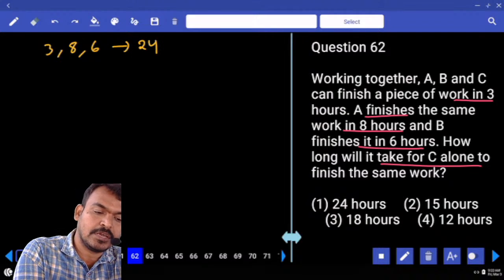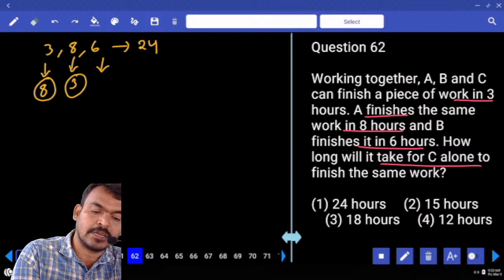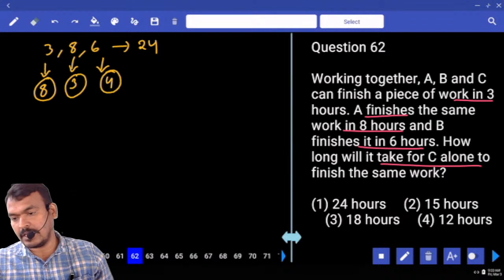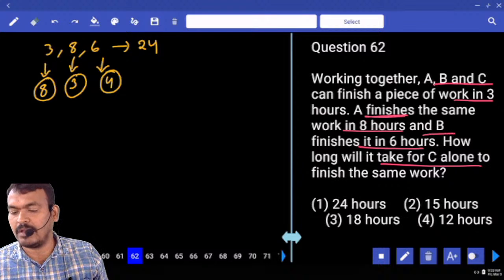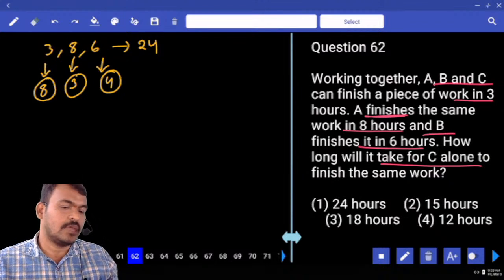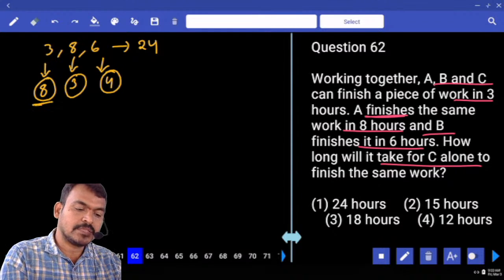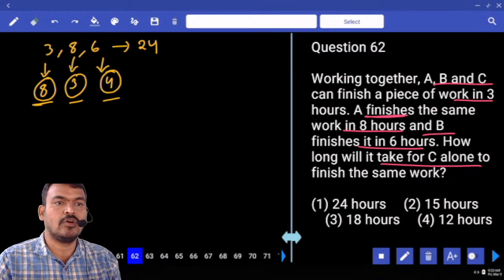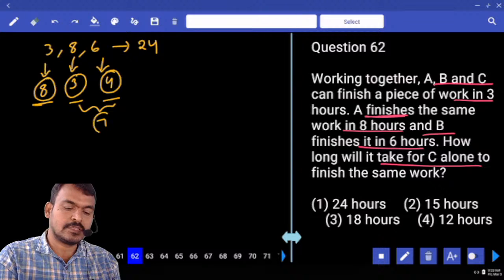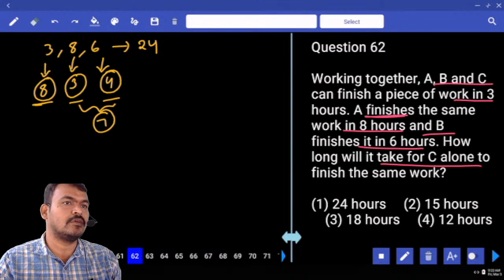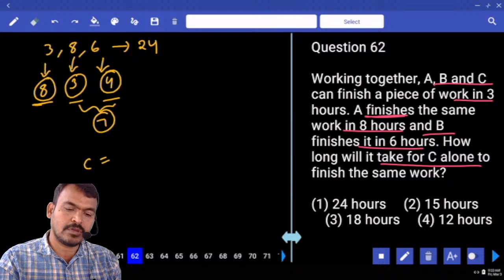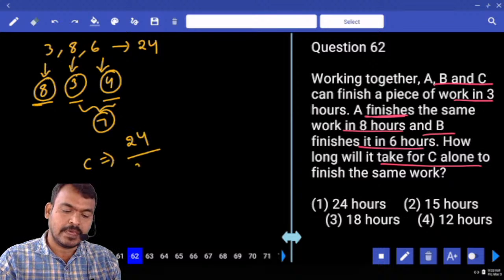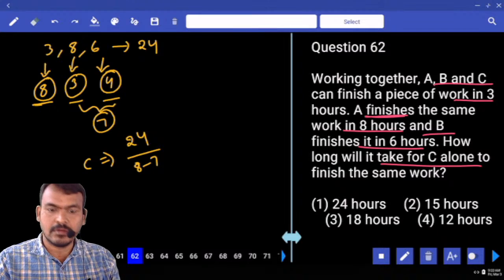24. 3 how many times? 8 times. 8 how many times? 3 times. 6 how many times? 4 times. Here A, B, C together are given, A alone is given, B alone is given, but we require C alone. What is the A plus B plus C efficiency? 8 parts. In that A's efficiency is 3 parts, B's efficiency 4 parts. Total how many parts are completed? 7 parts. Out of 8, 7 are complete. What is the remaining? 1 part. Then C alone can complete the work in 24 by 8 minus 7, which is 24 by 1, meaning it is 24 hours.